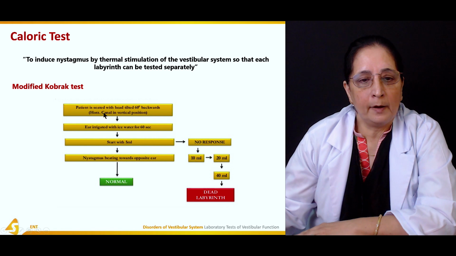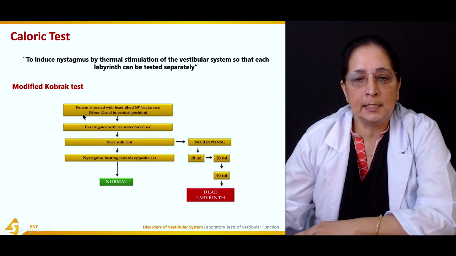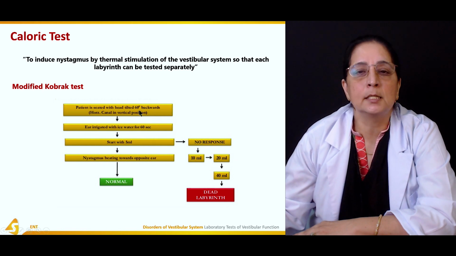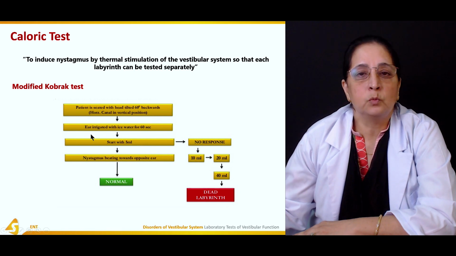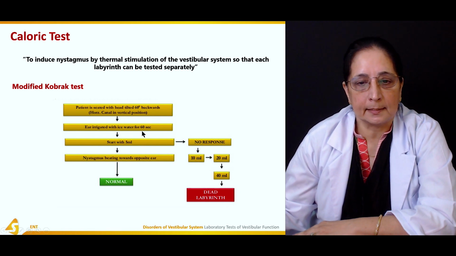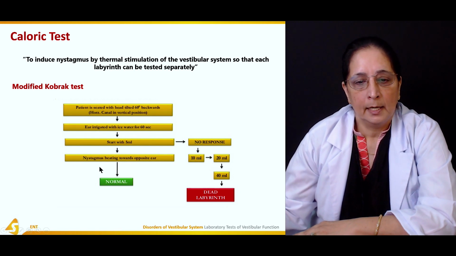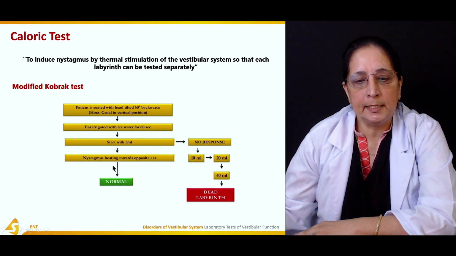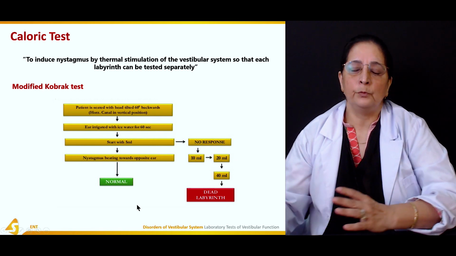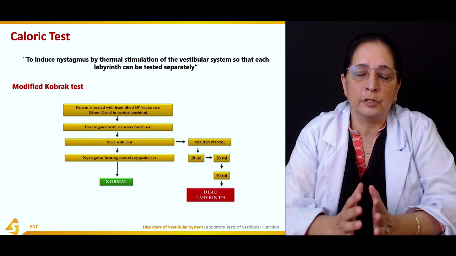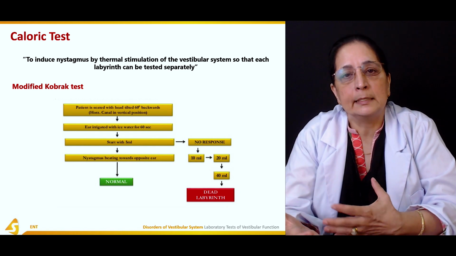Then we have modified Kobrak test. What happens in this? The patient is seated with head tilted 60 degrees backwards. Then the ear is irrigated with ice water for 60 seconds. Start with 5 ml of water, nystagmus beating towards the opposite ear. This is normal. To find the problem, we should first know what is normal, so then we compare it with something that's abnormal.